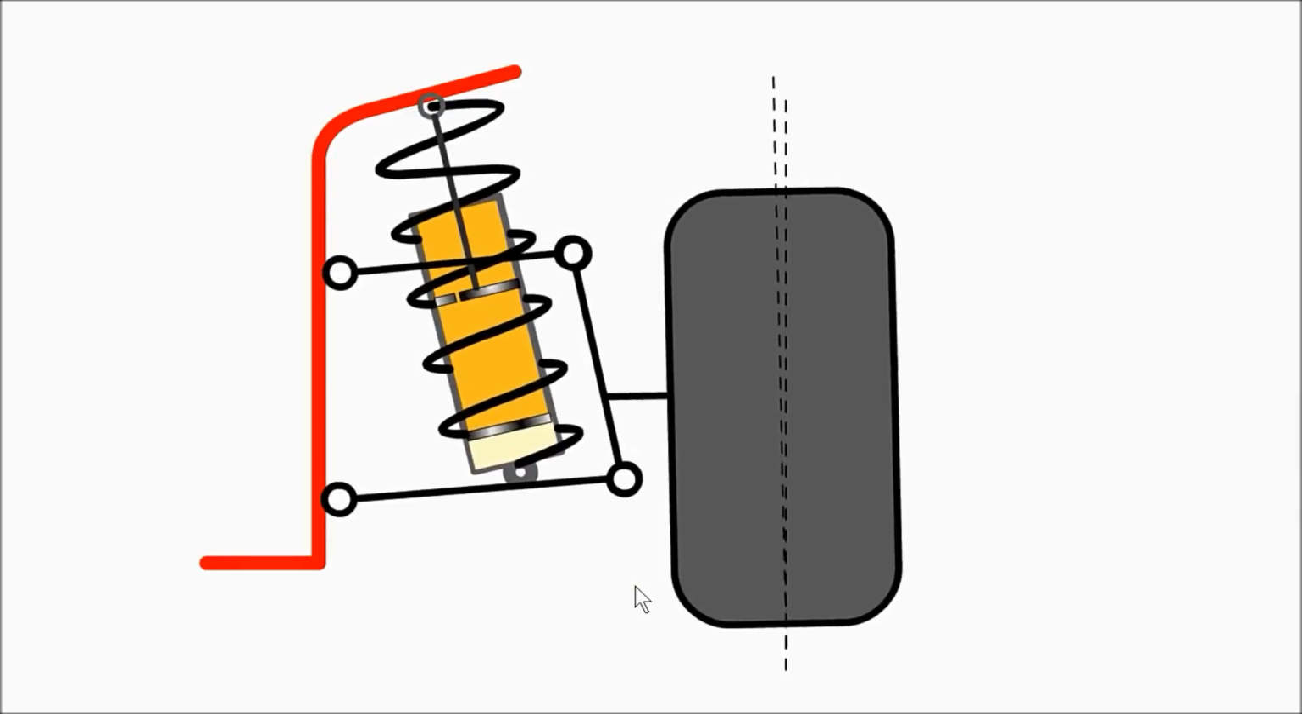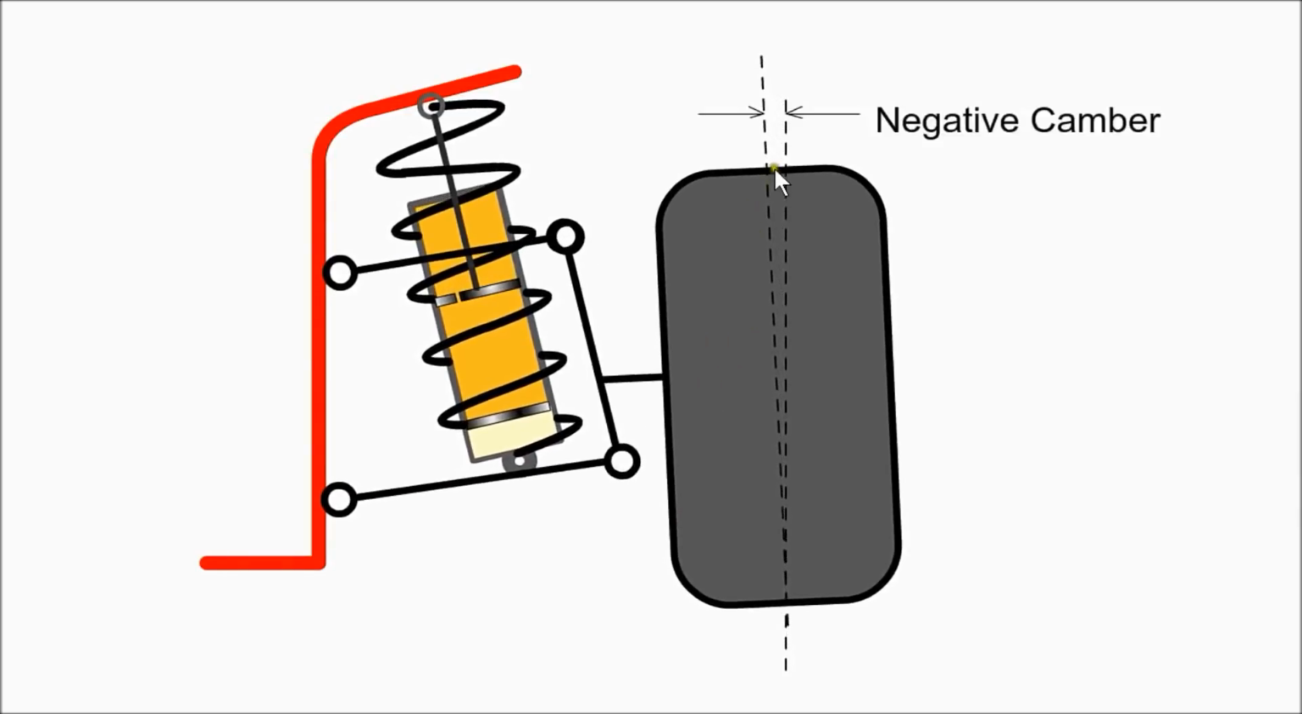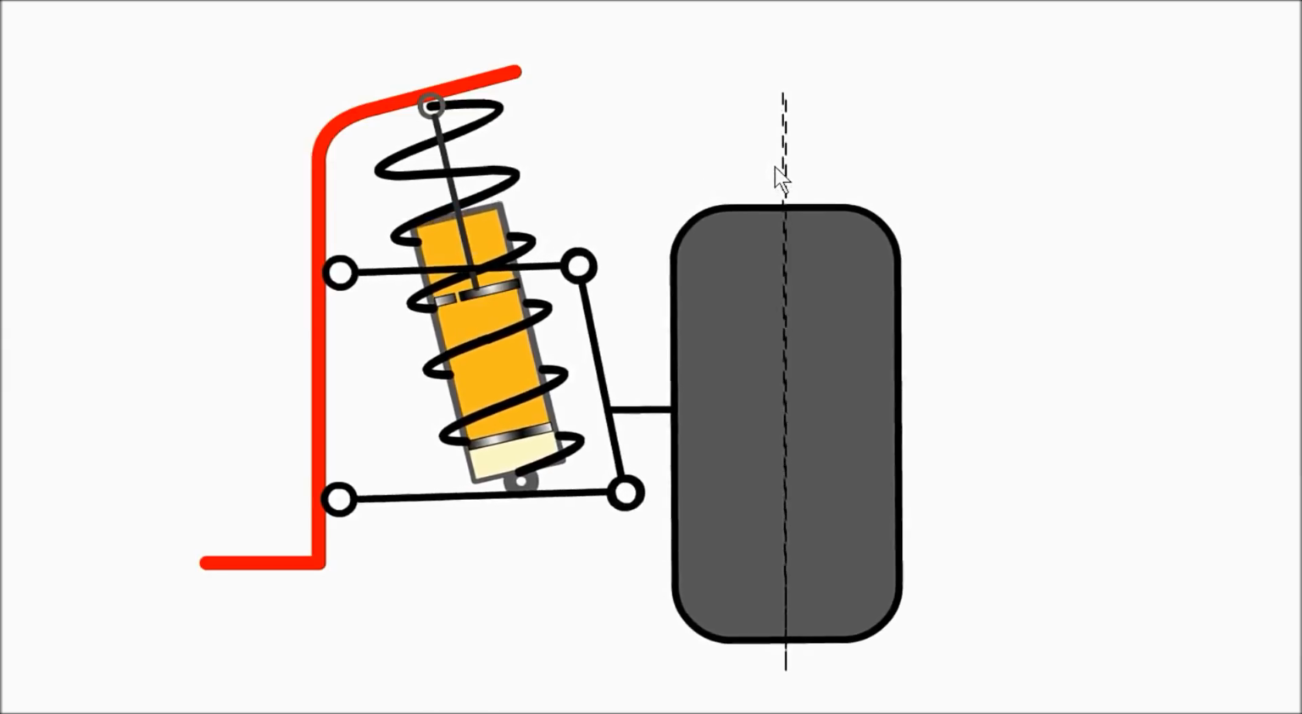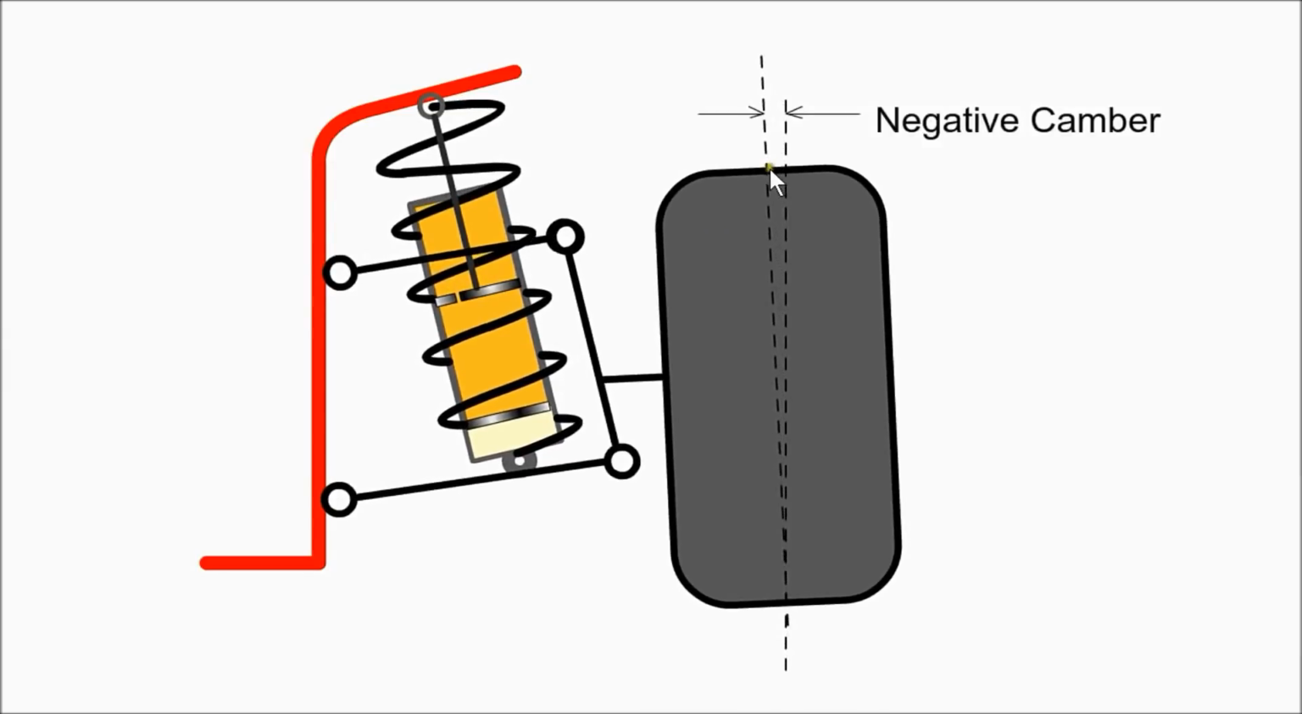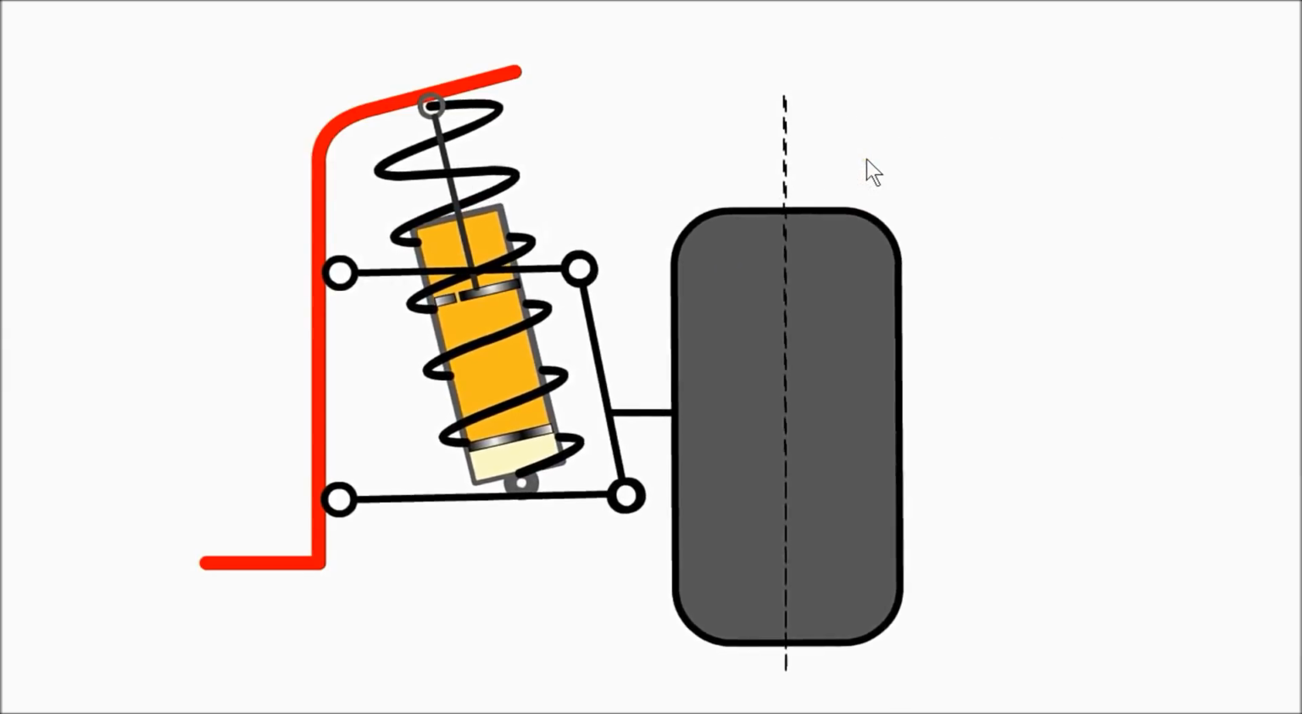The wishbones can be designed to alter the camber of the wheel as the suspension is deflected. Negative camber provides better stability as the car corners.